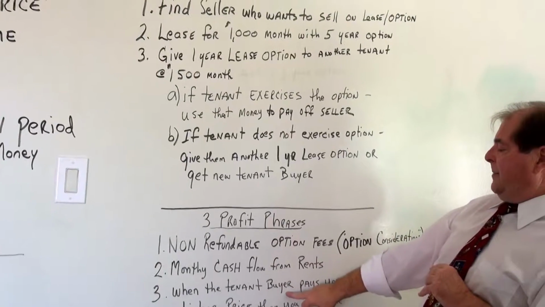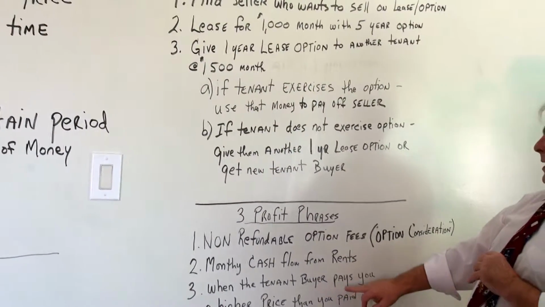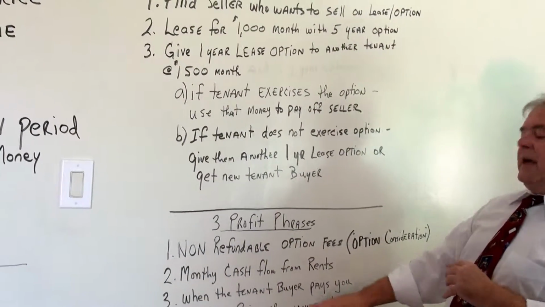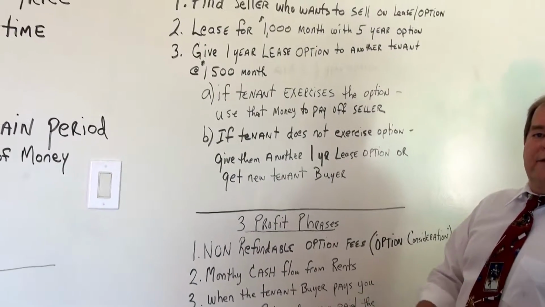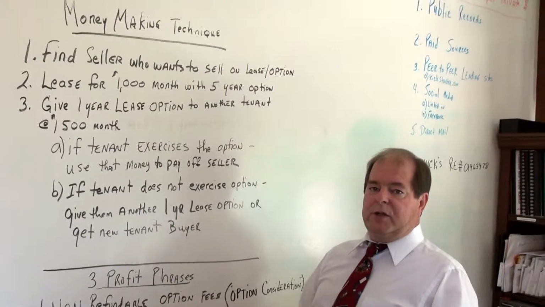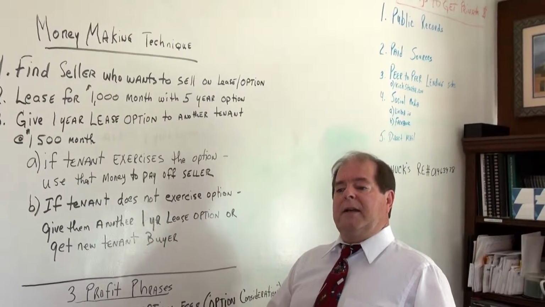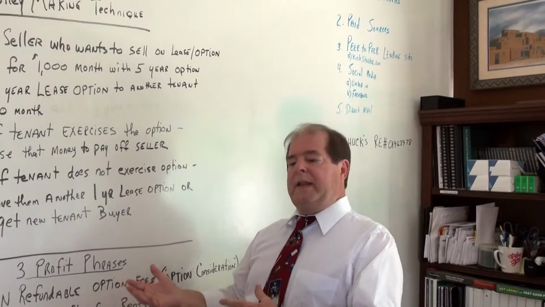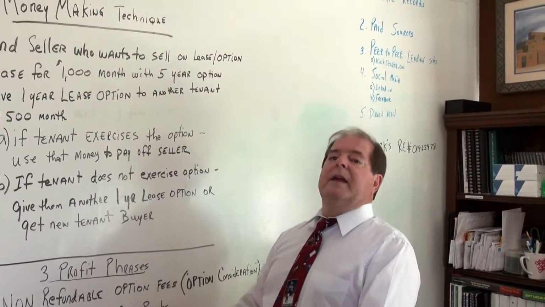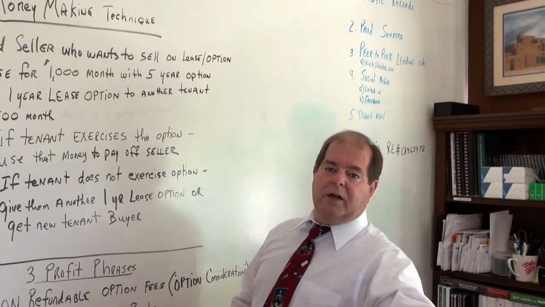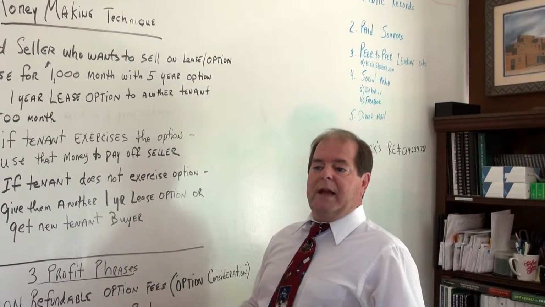Now, the third way we make money is when the tenant buyer pays us a higher price than what we paid the seller for our price. And the example I just used is we have an option for $100,000. They have an option for $120,000. They exercise their option at $120,000. They pay us. We pay the $100,000 underneath. We're left with a $20,000 profit.